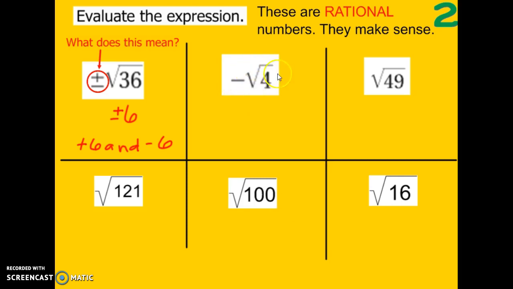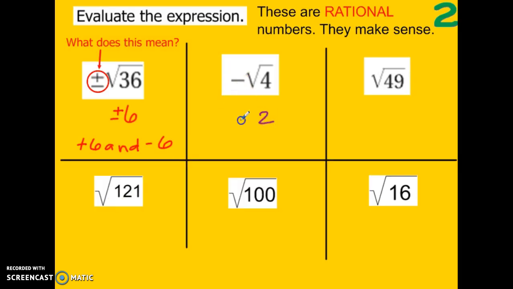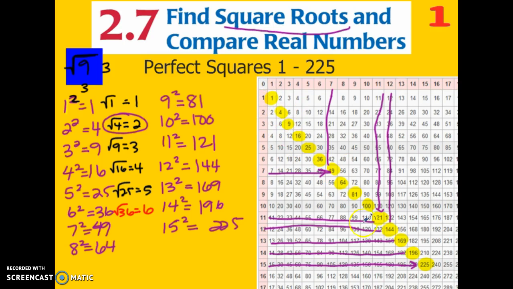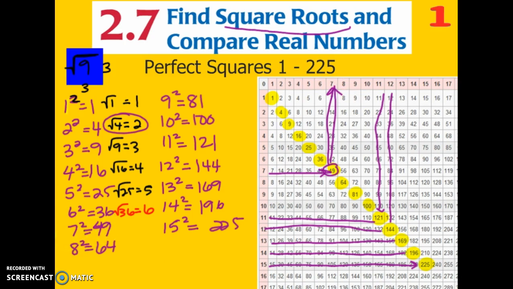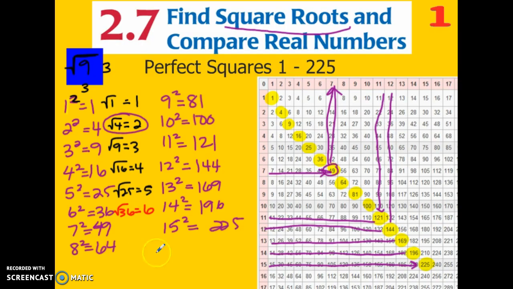This one we have negative square root of 4. Well, square root of 4 right here is really just 2. So our answer is negative 2. Then over here, 49. And if it helps you to look at your highlighted numbers here, square root of 49 is 7. Same thing here, square root of 49 is 7. Down here, 121. Find that on your list. 121 is right here. So the square root of 121 would be 11.